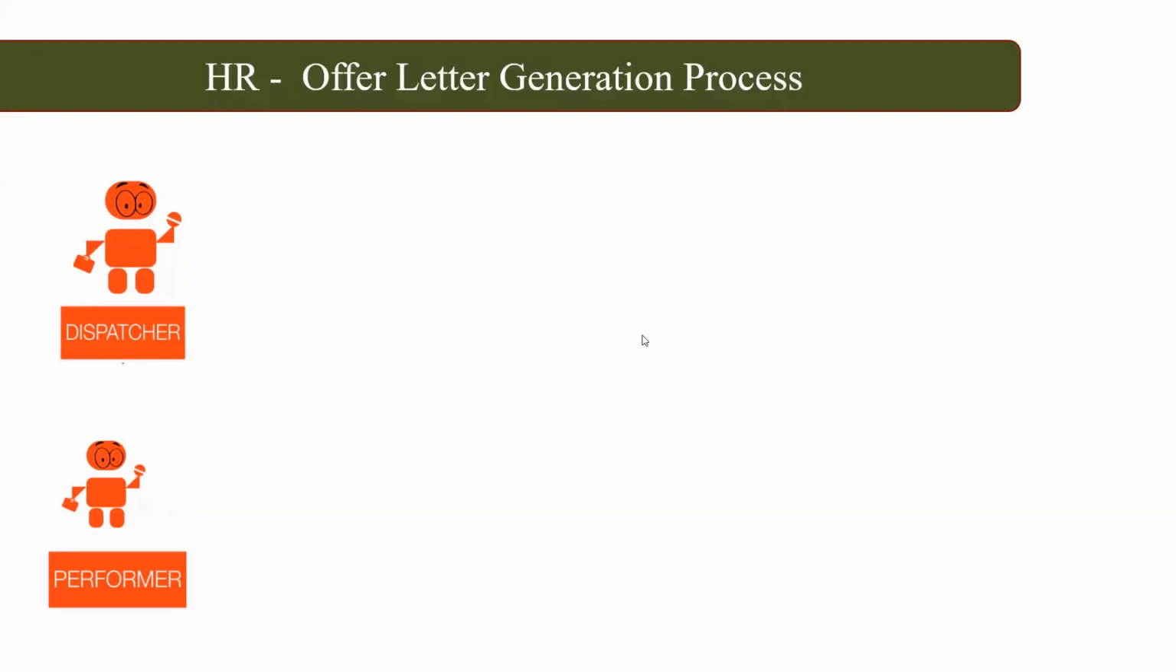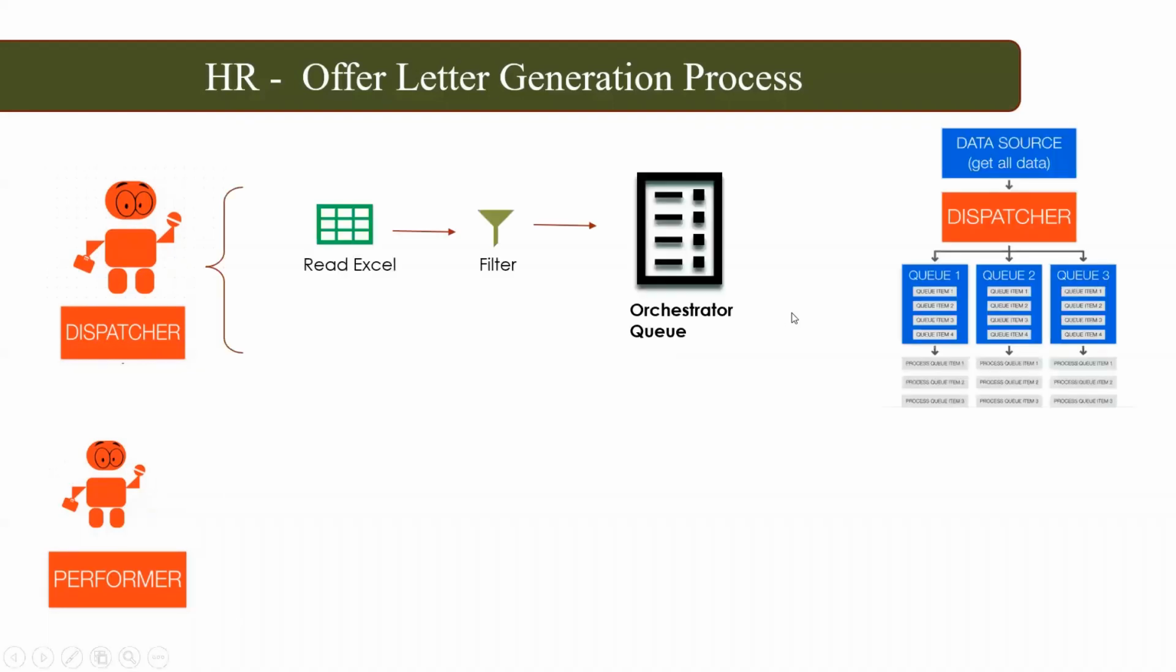Those of you who do not understand dispatcher and performer: the dispatcher is a robot whose job is just to read the Excel, filter out the candidates and load the data into the Orchestrator queues. If you see, this is what the dispatcher would be doing. It will read the Excel, filter out the hired candidates and put them into the Orchestrator queue. If you look at the diagram here on the extreme right, the dispatcher is a process which reads all the data and adds the data to the queue.